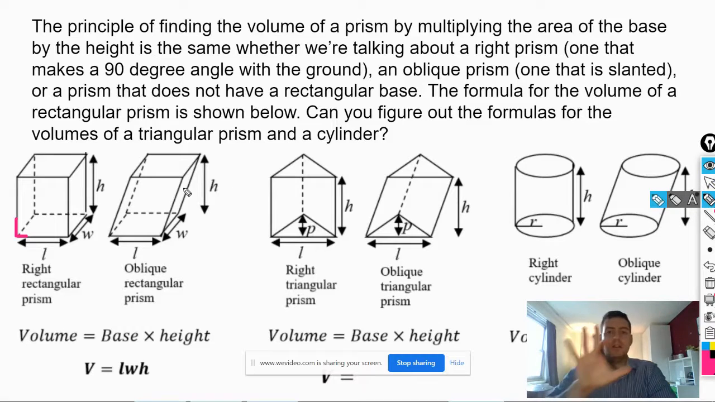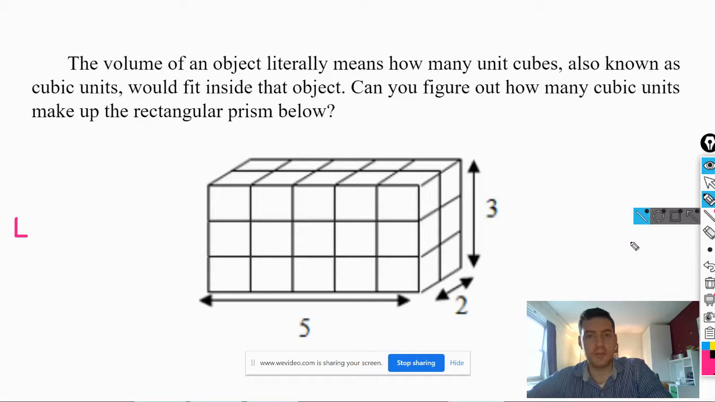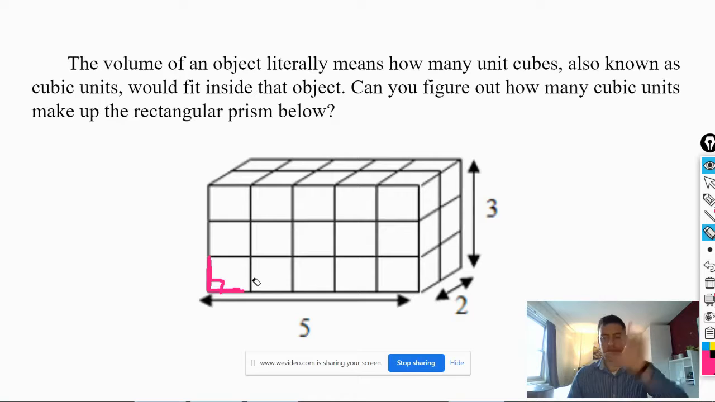So the prism that we saw in the very first slide was a right rectangular prism. Rectangular because the base is a rectangle. Right because the base forms a 90-degree angle with the side. This is 90 degrees right over here. A right angle is 90 degrees, like the corner of a square.